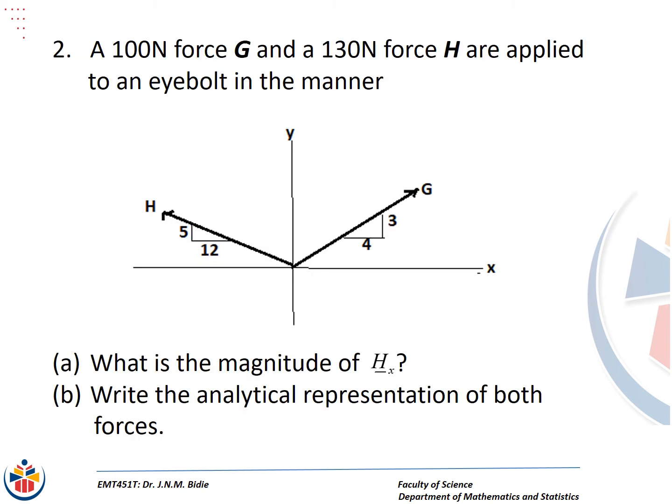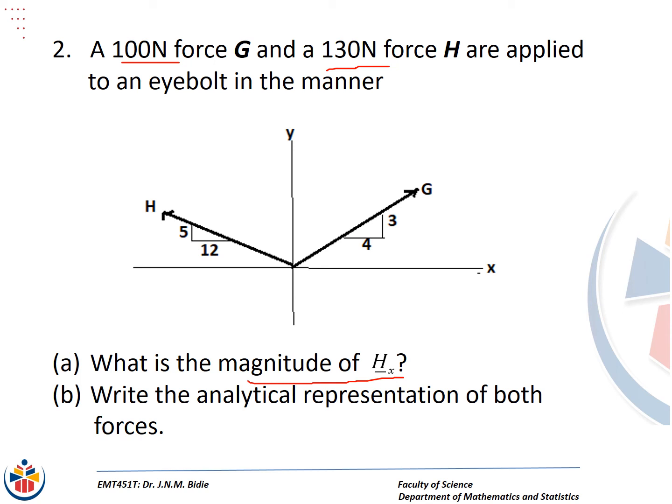Go to the next example, number 2. We've been given this diagram and G has been given to be 100 newtons and H to be 130 newtons. The first question, what is the magnitude of the x component vector of H. And then we write analytically the representation of both vectors.